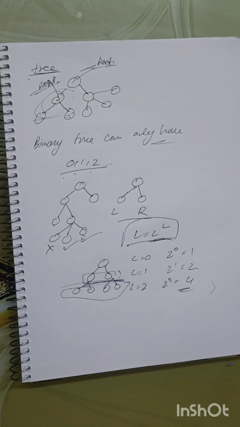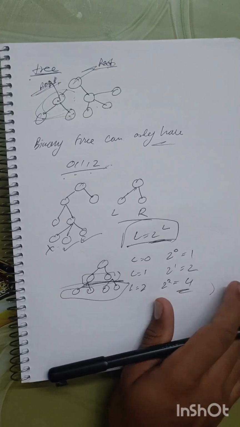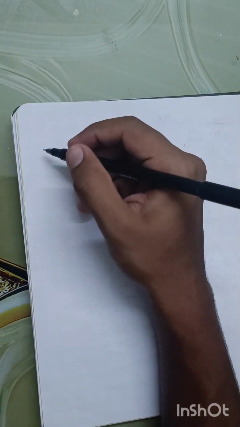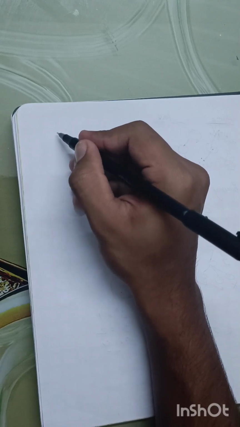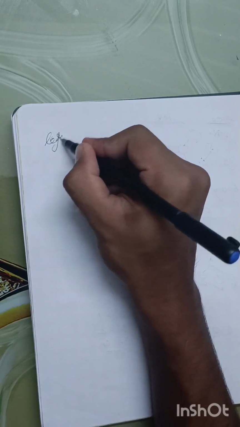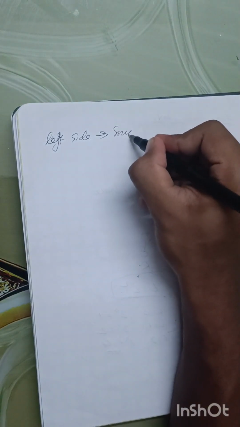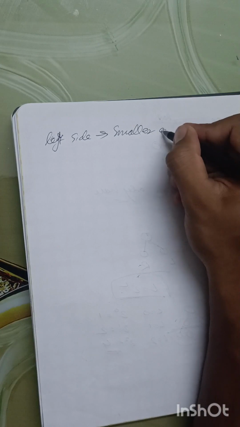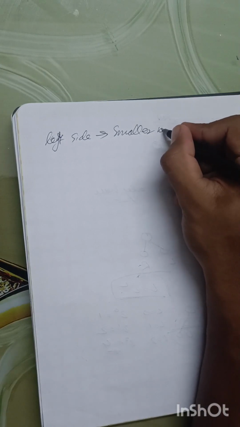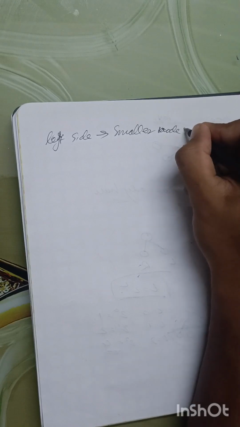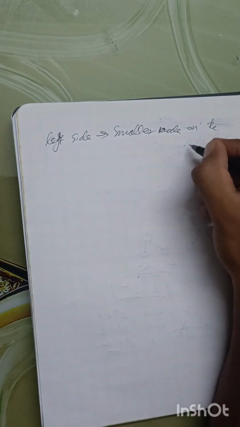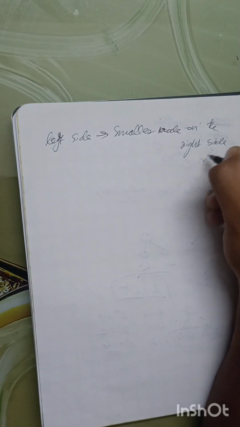And then coming to the insertion, deletion and traversal of this. This is basically how to design a tree. So how to design it is basically, on the left side, a smaller node, and on the right side, a bigger node.